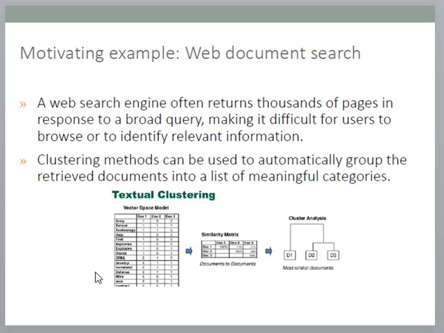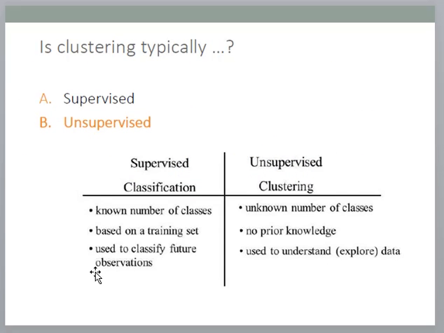A similar example is web document search, right? When we use a web browser in order to search for a specific document, then at the back end the search engine basically performs clustering of different documents, and by using those clusters, it helps us to view the desired document. So here is the basic difference between supervised learning and unsupervised learning.